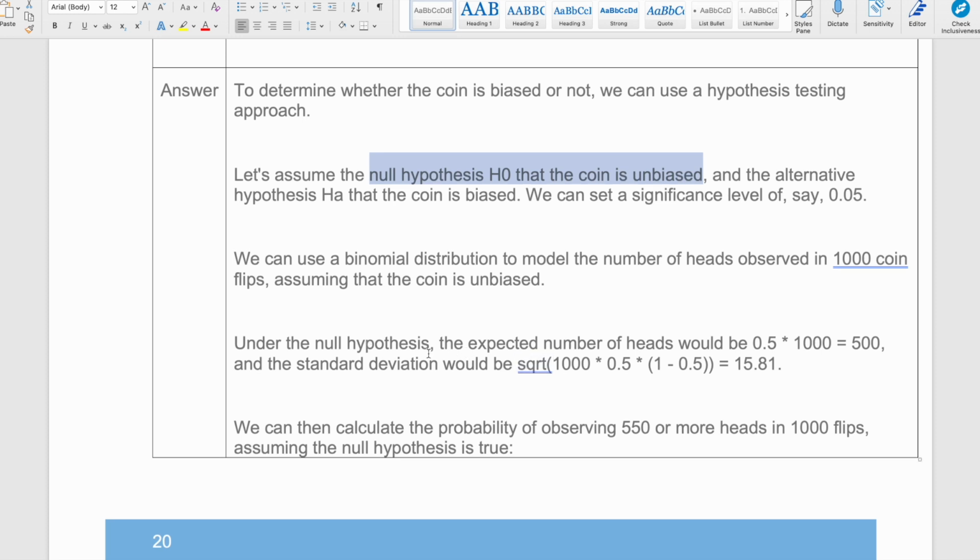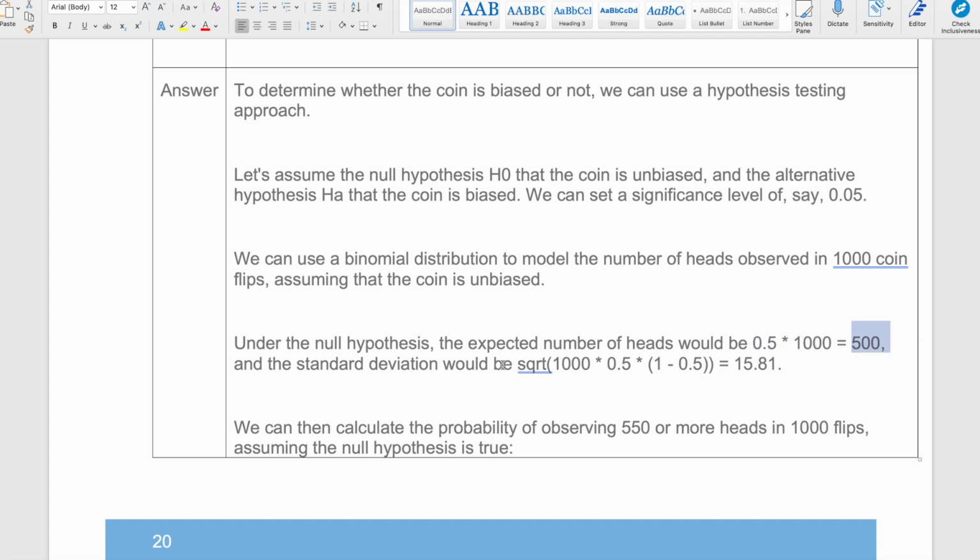What will be my null hypothesis? The null hypothesis is that the coin is unbiased. But how many heads should I expect under the null hypothesis if the coin is totally unbiased? Equal probability of head and tail. That means I should get 500 heads, correct?